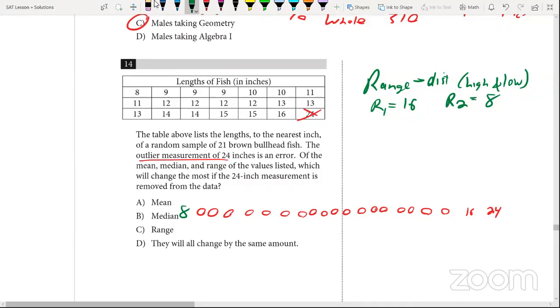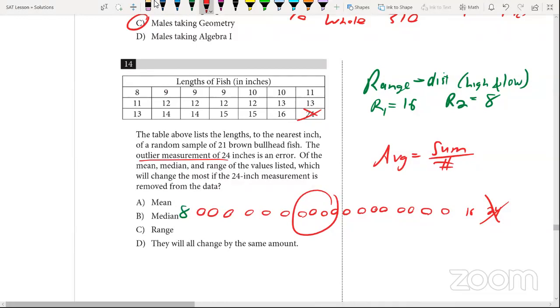So that number is going to change quite a bit. The median won't change a whole lot because if I just cross off the 24, the middle number is still close to the same middle number at least. The mean is only going to change a little bit because the average is the sum over the number. And so we're changing a tiny piece of that.